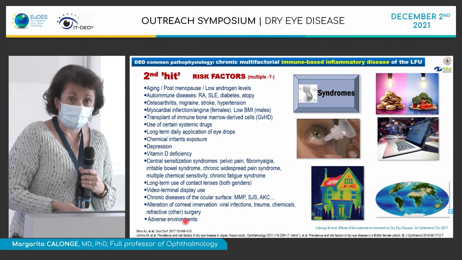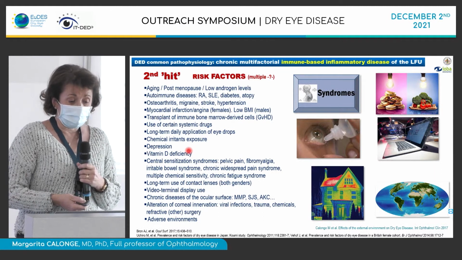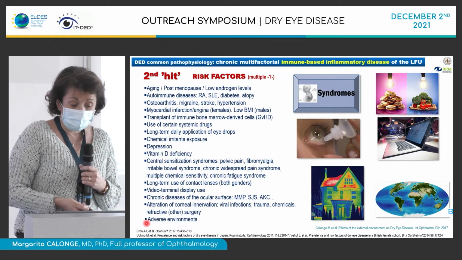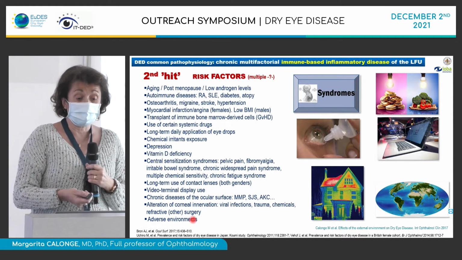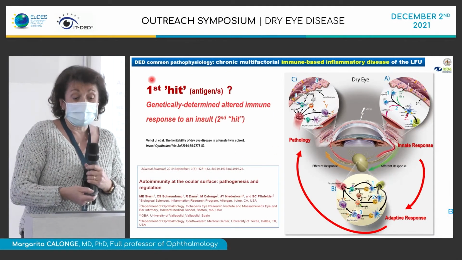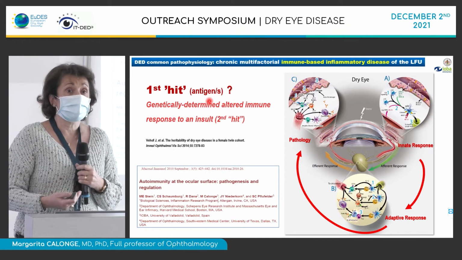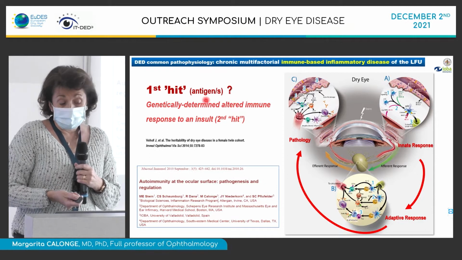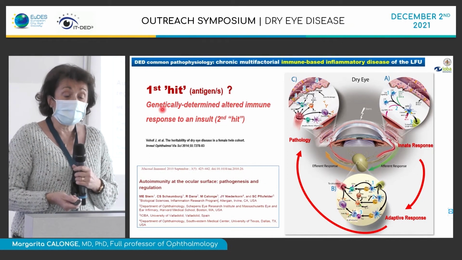We know that there are many risk factors. This list could be endless, but not everybody having depression or using video terminal displays or under adverse environments has dry eye. So in addition to this, we need something that we might call a first hit, meaning that there has to be an antigen, something to which we develop an immune reaction that is supposedly genetically determined. But we don't know that yet.